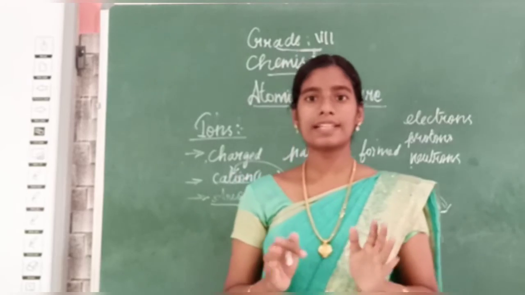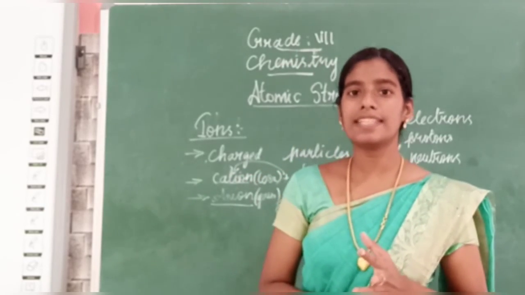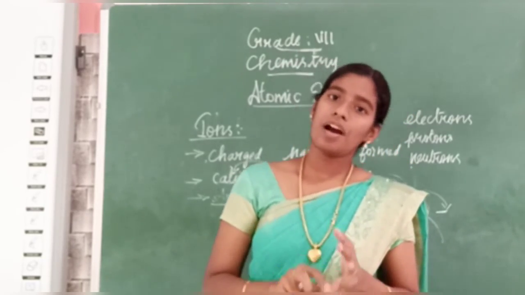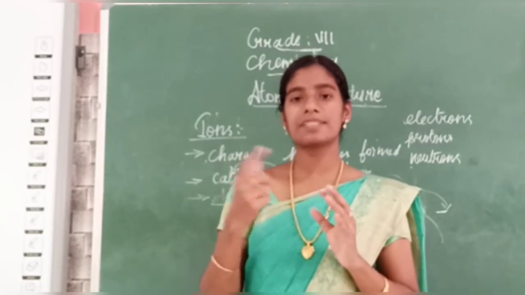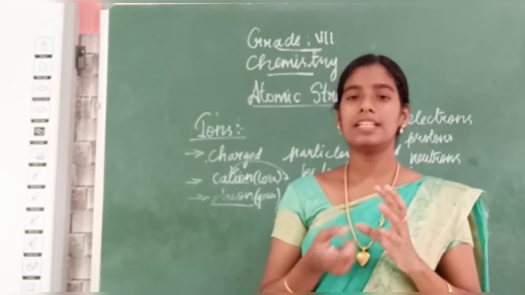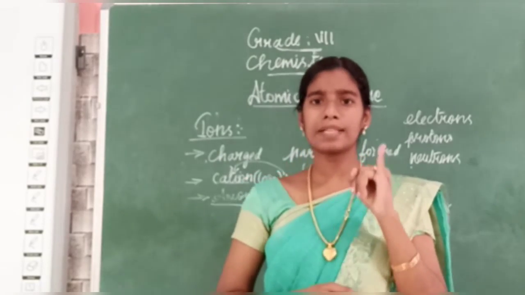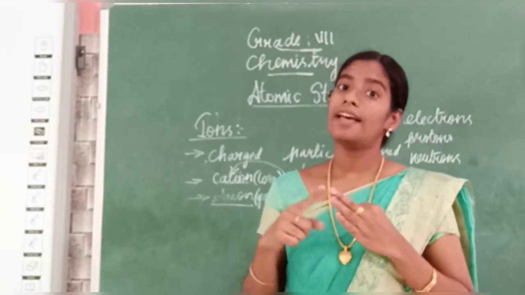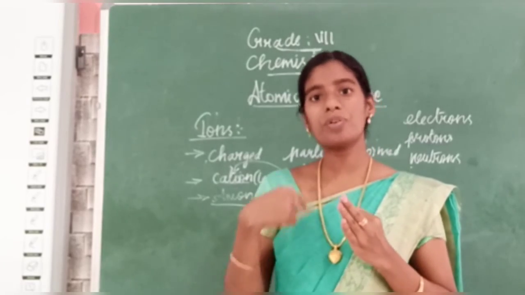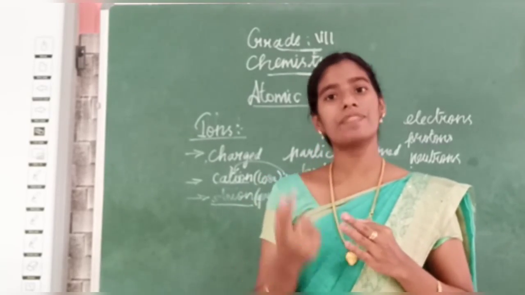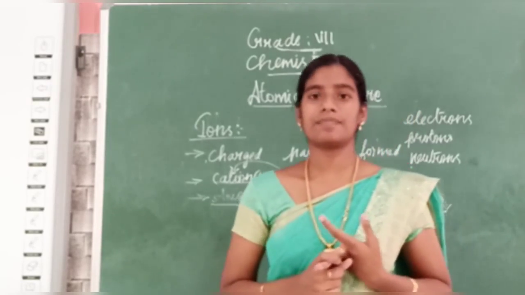I hope you are all clear about what valency and ions are. In the next class we can learn how we can represent these ions, and also in the first heading, atoms, molecules, and one more is radicals. About radicals also, the introduction we can see in the next class.